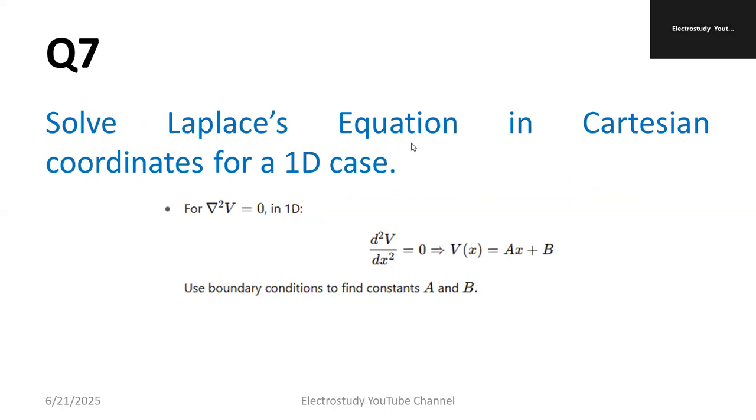Then, solve the Laplace equation in the Cartesian coordinates for the one dimension case. Starting from the condition del square V is equal to 0 for one dimension, ultimately you should get d square V by dx square is equal to ax plus b, where a and b are boundary conditions. You have to elaborate it, but this is only the tip. From your exam point of view, that is very important. If you write only this much, you may get a very low score, so I advise everybody to elaborate it to a certain extent.